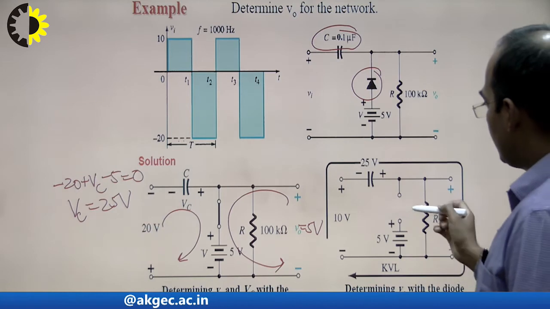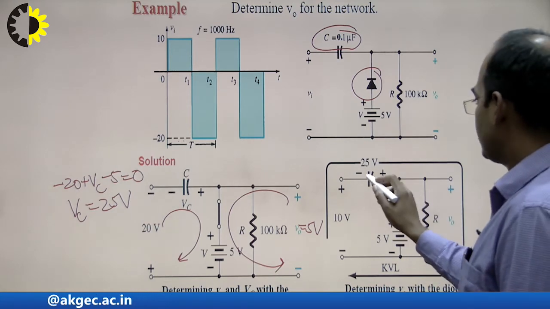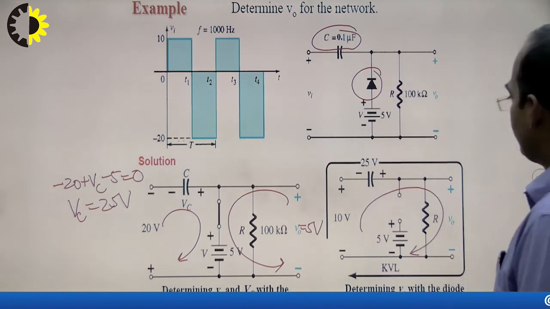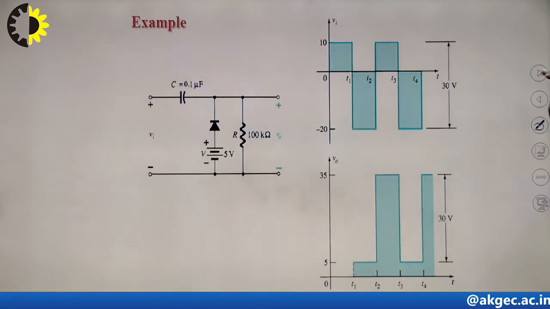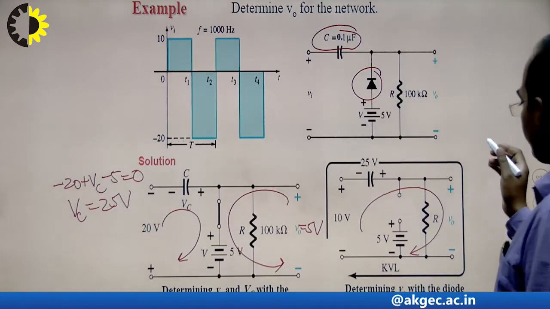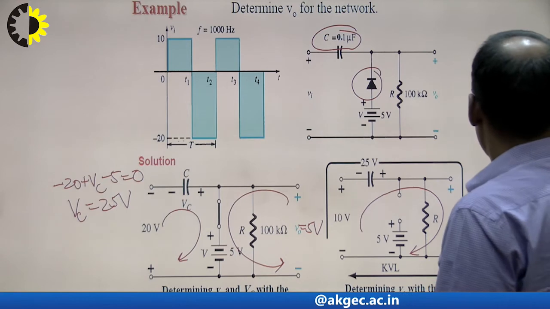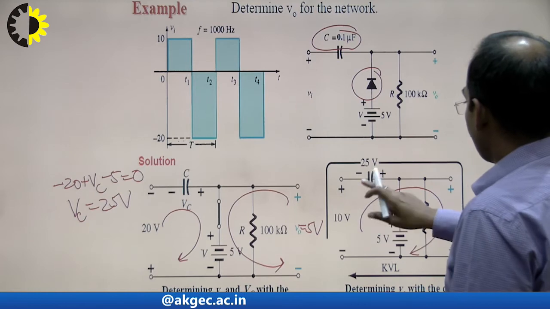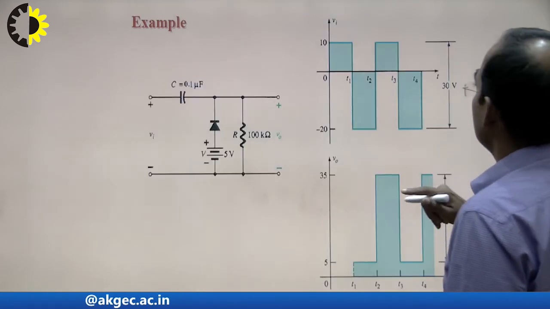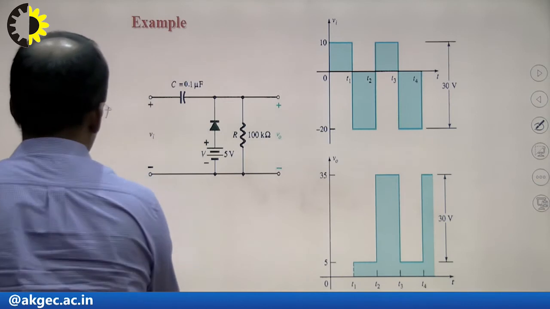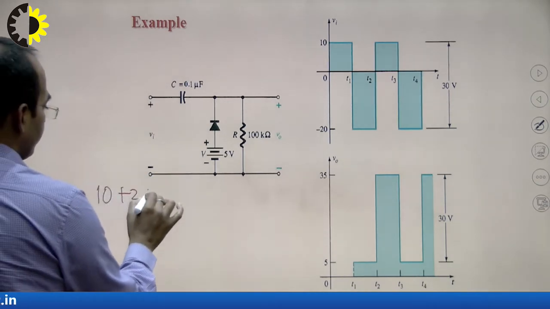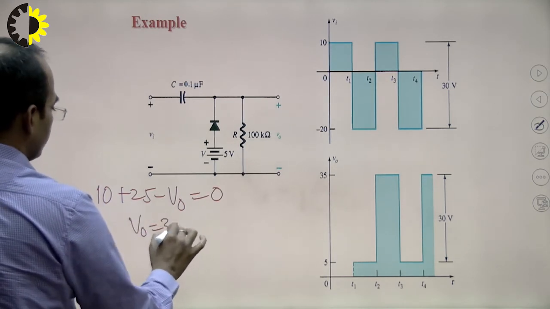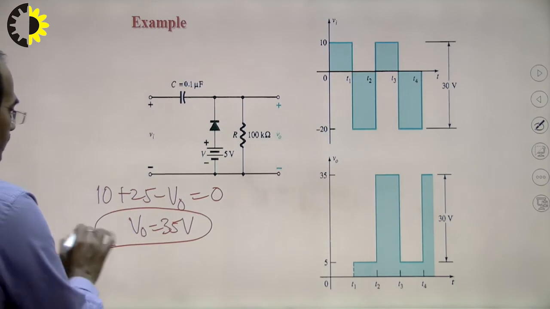and what will be the output? The capacitor will start behaving as a battery, so it will behave as 25 volt battery, and you can get the output by applying the KVL in this loop. So when I apply the KVL in this loop, what will I get? I will get 10 plus 25 minus V naught is equal to 0. So V naught will be equal to 35 volts.